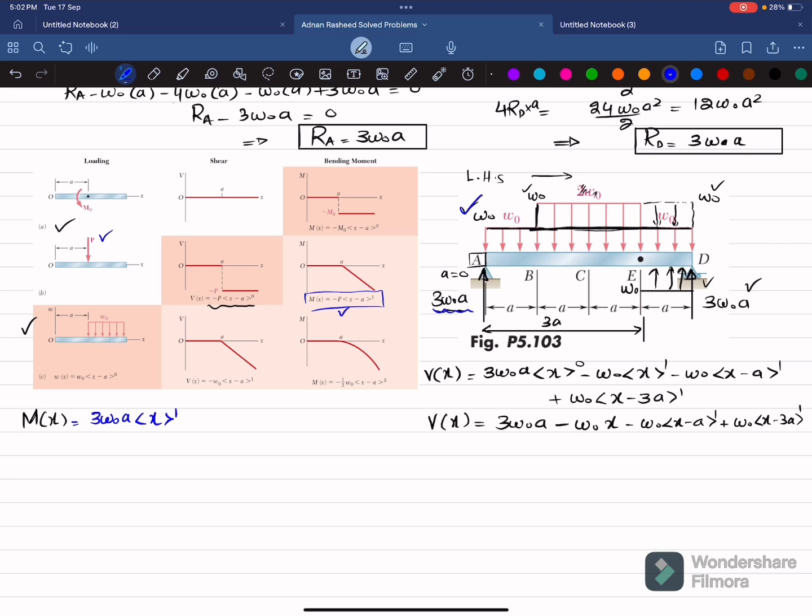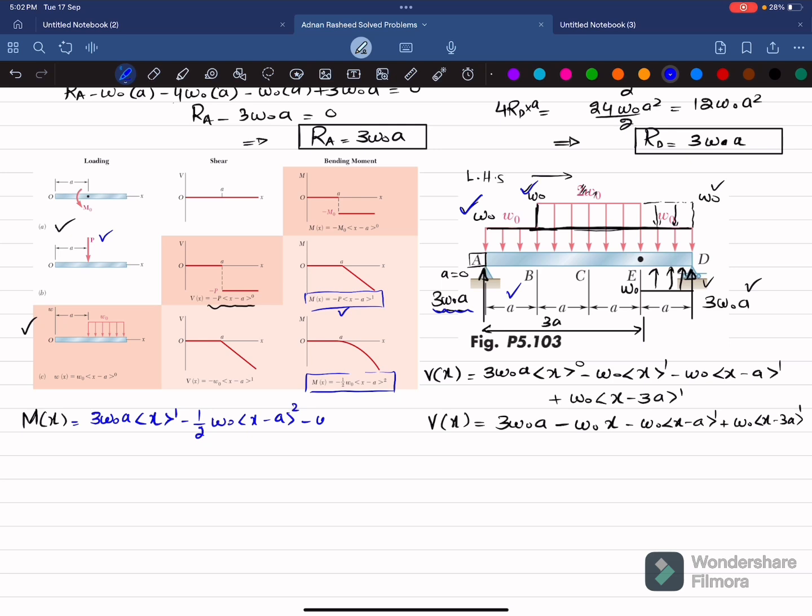The second load is this W naught. Clear? And we will write the W naught term as minus 1 over 2 W naught into x minus a power 2, and a is this distance. Clear? The third load is this W naught for the length of 3a. So I will write minus 1 over 2.